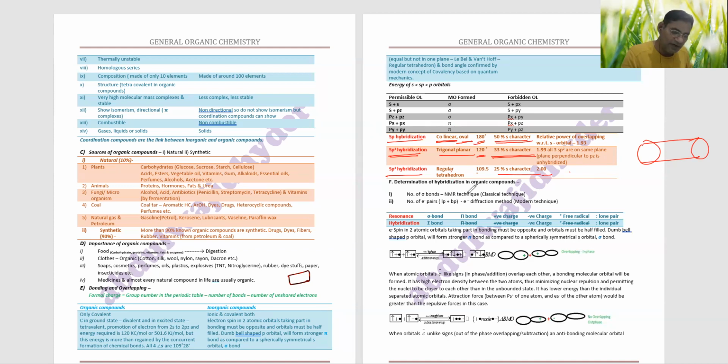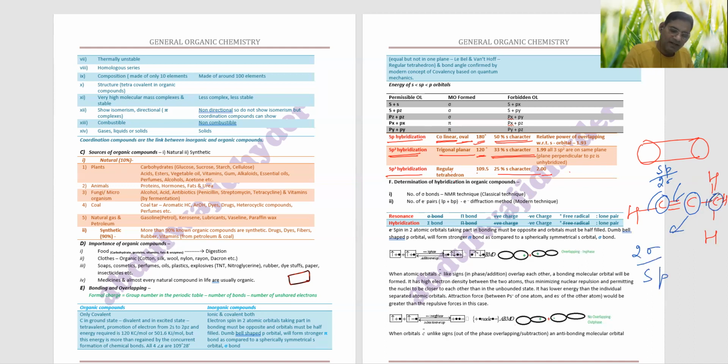Now, determination of hybridization in organic compounds. How can you decide the hybridization shown by any element in any organic compound? That will be decided purely on the basis of the number of sigma bonds. See, this carbon has two sigma bonds, so hybridization will be sp. This carbon will also have two sigma bonds, so hybridization will be sp.